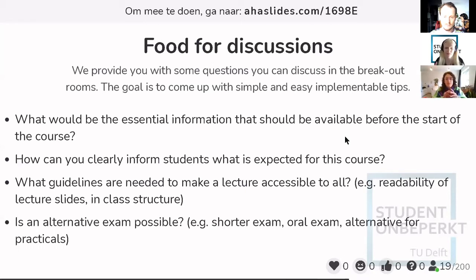Basically everything. We want to try to keep this discussion open, because we represent such a big group of students with disabilities who all have different needs, that we did not want to focus on some specific cases. So everything that comes to mind is of course welcome here. And then you can also think of the examination. Can the exam be shorter? Because if you have a lot of extra time, then the exam, of course, takes much longer, and it's not always ideal. Or an oral exam, or an alternative for practicals, basically everything.